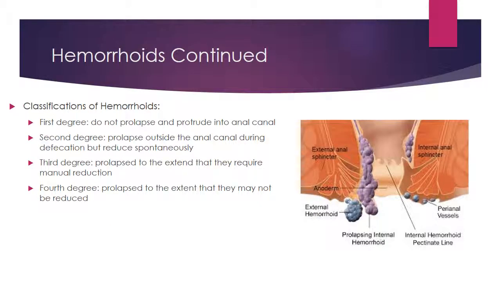Okay, some classifications of hemorrhoids: first degree, they do not prolapse or protrude into the anal canal. Second degree would be prolapse outside the anal canal during defecation, but they reduce spontaneously. Third degree would be prolapsed to the extent that they require manual reduction. And fourth degree would be prolapsed to the extent that they may not be reduced.